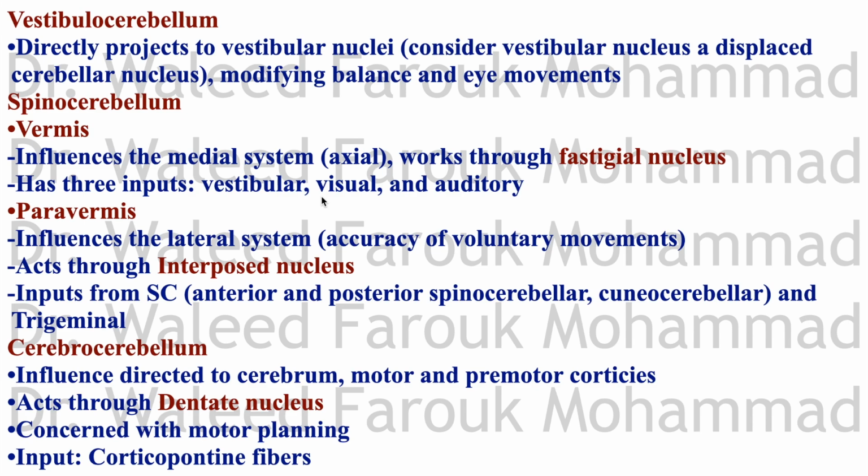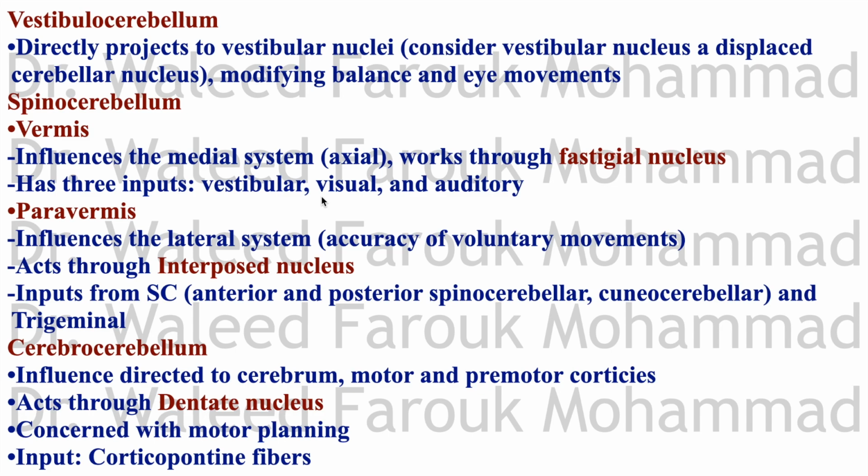The paravermis, next to the vermis, influences the lateral system. It makes sure that the movements are accurate. It ensures the accuracy of voluntary movements. It acts through the interposed nucleus, globose and emboliform, and receives inputs from the spinal cord, anterior and posterior spinocerebellar and cuneocerebellar, which we talked about earlier, and the trigeminal nucleus.